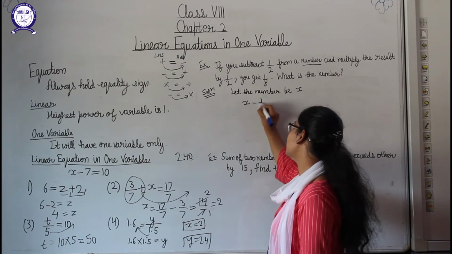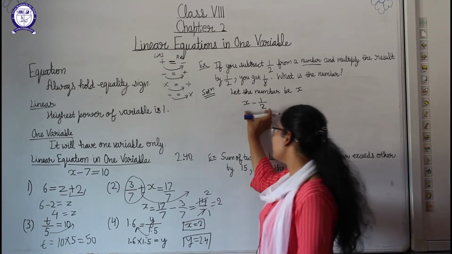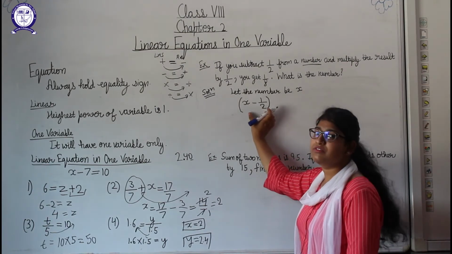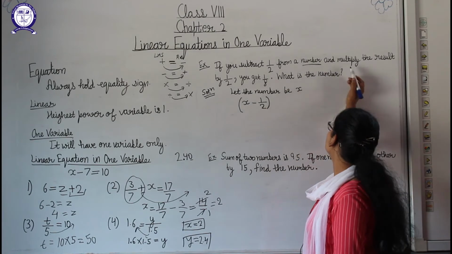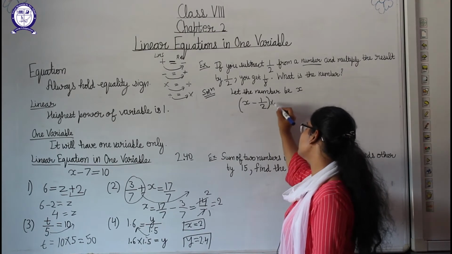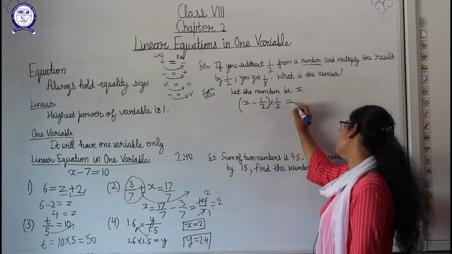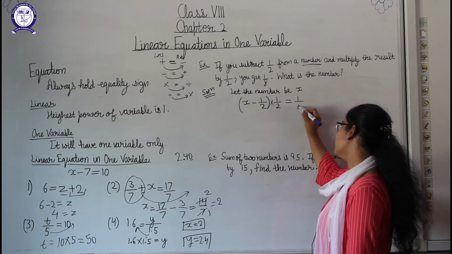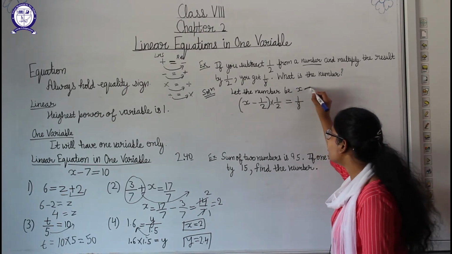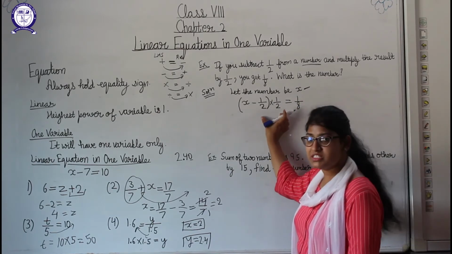So subtract 1 by 2 from x and multiply the result by 1 by 2, meaning whatever result we get, we will put it in a bracket, so that we will solve that first, because it is given to multiply the result. So we will multiply the result by 1 by 2. You get, meaning the equals sign, you get 1 by 8. Okay, 1 by 8. So what is the number? It means we have to find the value of x. Okay, so to find the value of x, what we have to do? We have to solve this equation.